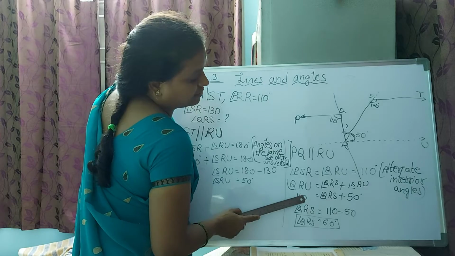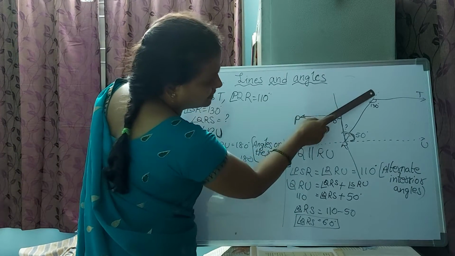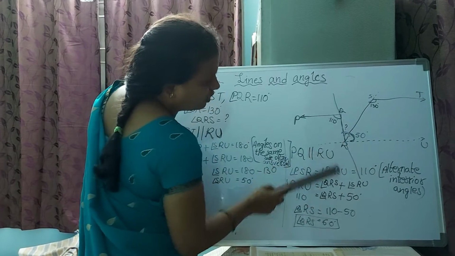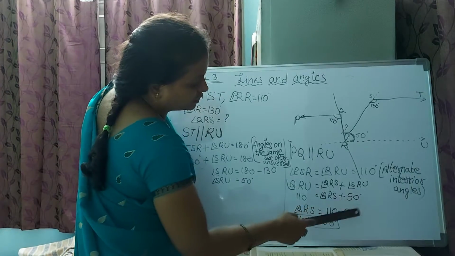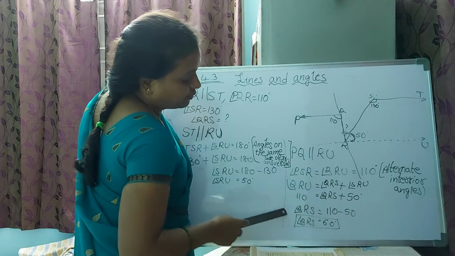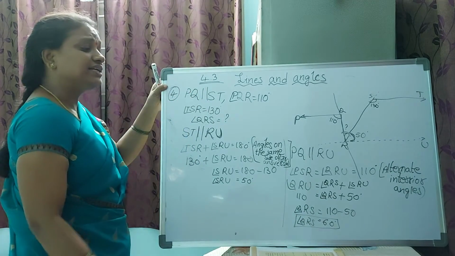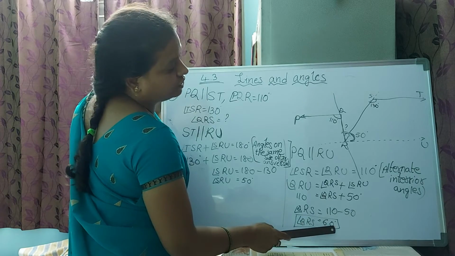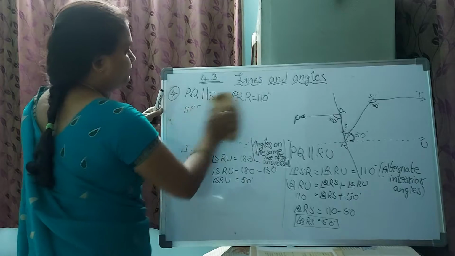So equalize that. Angle QRS plus angle SRU is equal to 110 degrees. So 110 minus 50. You bring all the variables to the left hand side and constant terms to the right hand side, transpose, then you will get QRS is equal to 60 degrees. Okay, now we'll see the third problem.